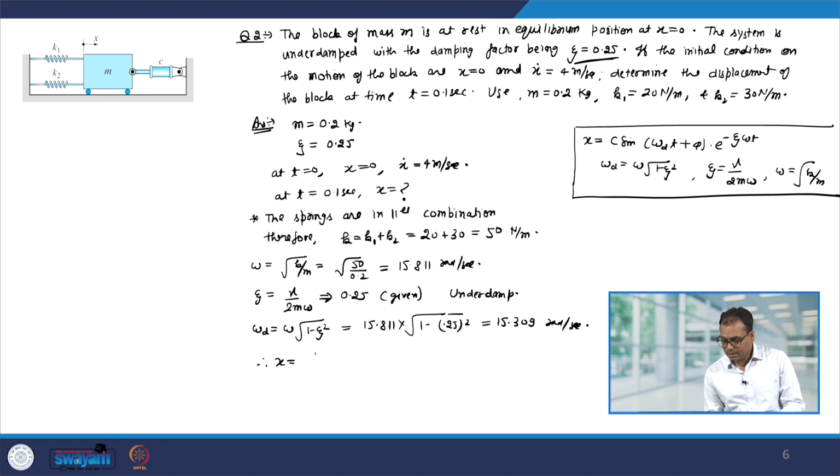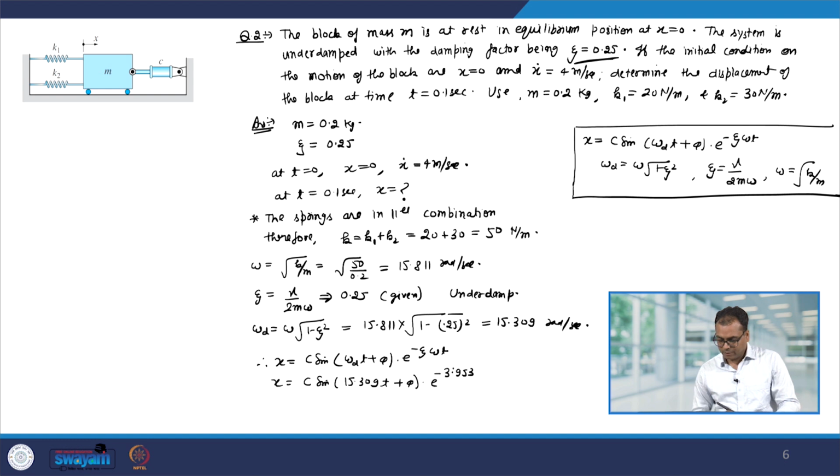Okay. Now, x will be c sin(omega d t plus phi) into e to the power minus zeta omega t. Let us put the values. X equal to c sin(15.309 t plus phi) into e to the power minus 3.953 t. Let us call this equation number 1.